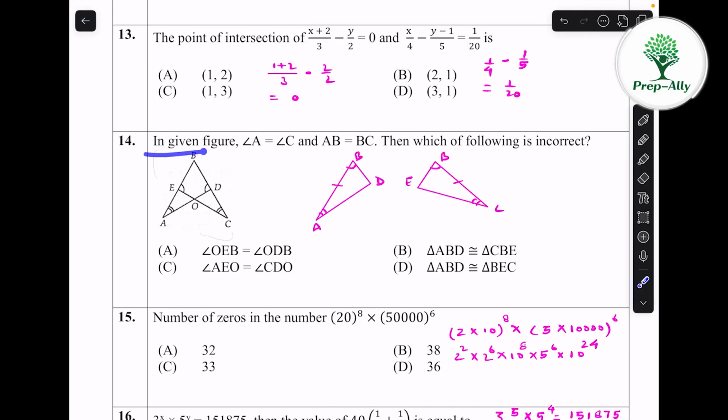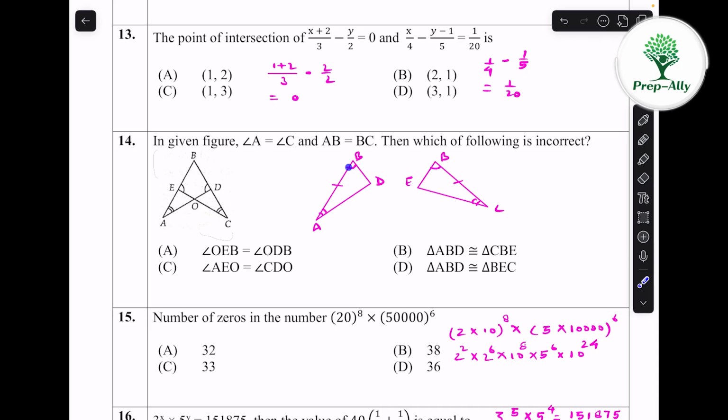Okay, see here how to solve this question. And the question is what? Angle A equal to angle C here, in the figure. AB equal to BC. Then which of the following is incorrect? So these two triangles. I have drawn here one triangle, this one, and one triangle, this one. Now see here, this equal to this, given. Angle B common here, and A equal to C given, right here.